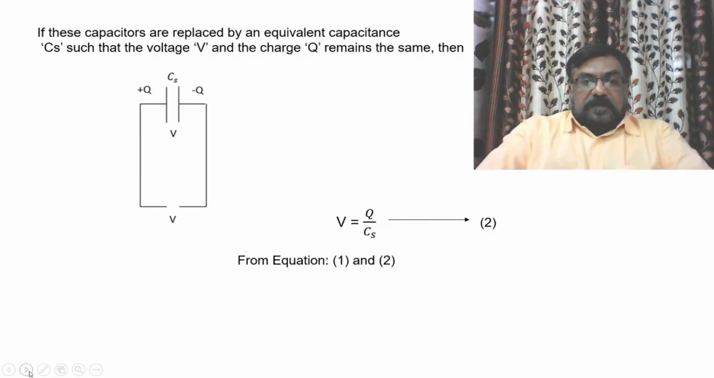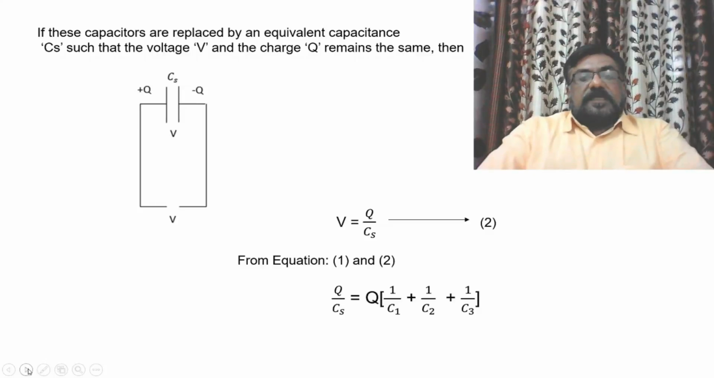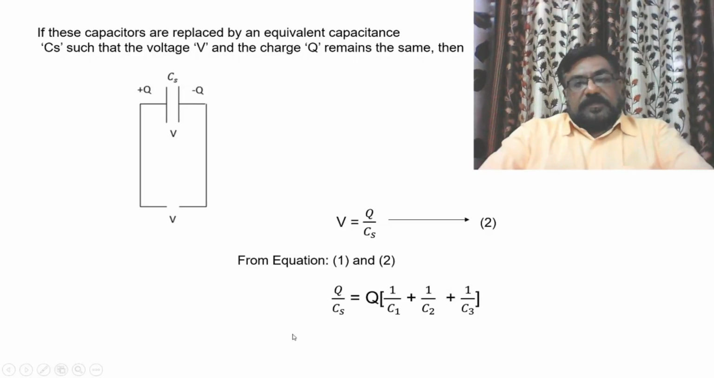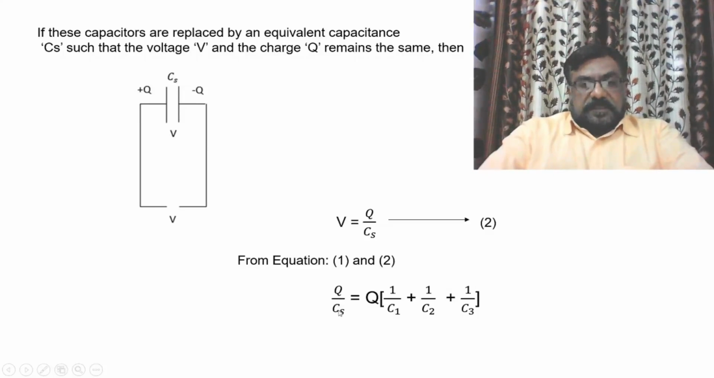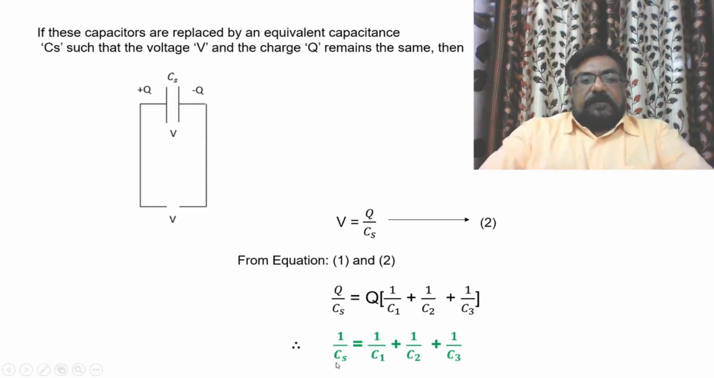So in the last part, we have seen another equation, that is V is equal to Q by C1 plus Q by C2 plus Q by C3, or Q into 1 by C1 plus 1 by C2 plus 1 by C3. So we can equate those two potentials so that Q by Cs is equal to Q into 1 by C1 plus 1 by C2 plus 1 by C3. Comparing these two, we can say 1 by Cs is equal to 1 by C1 plus 1 by C2 plus 1 by C3.